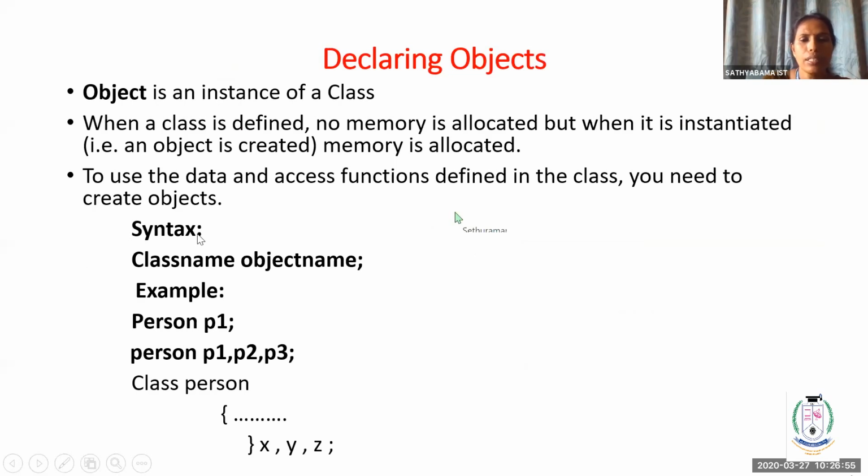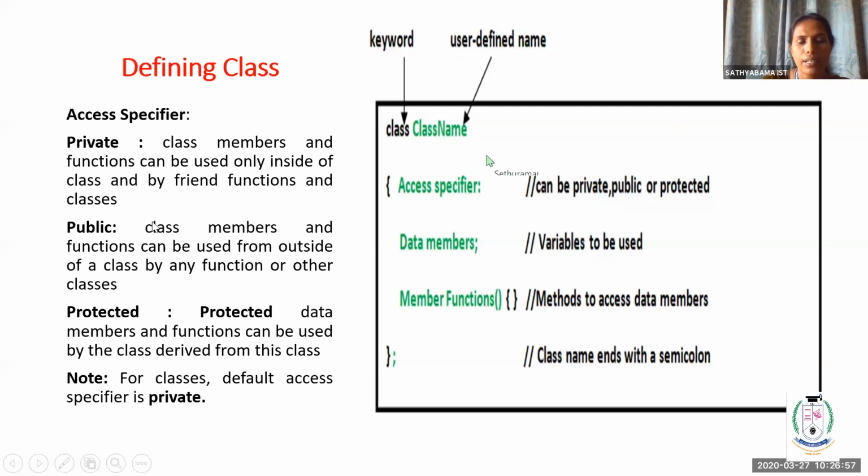Coming to the second access specifier, the public member. If you declare your data member under public, then this particular data member can be used anywhere. That is, even outside of the class, we are able to access this public data member.